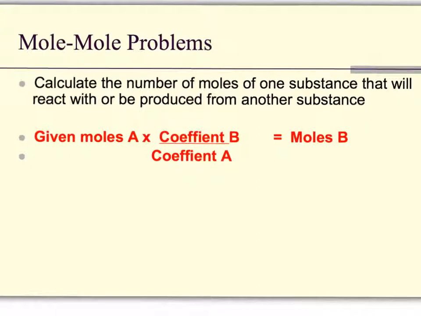So what exactly is A and what exactly is B? Well, chemical A will be the chemical that we are given information about, and chemical B will be the chemical we have to solve for. In order to do these problems, one must have the given moles of one chemical and be given a balanced chemical equation.